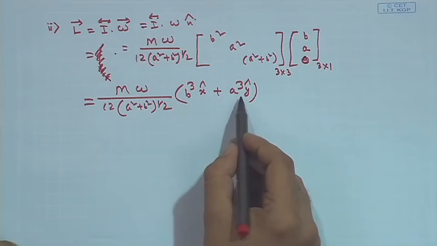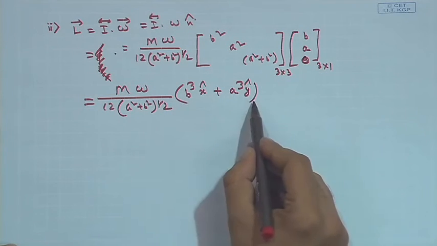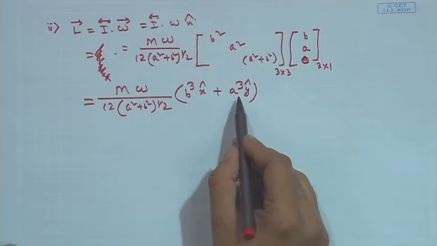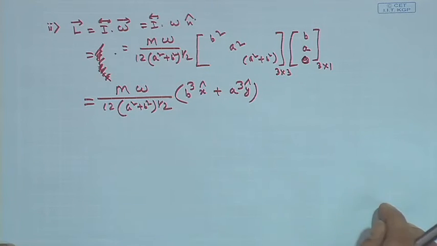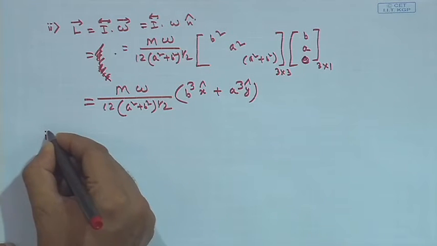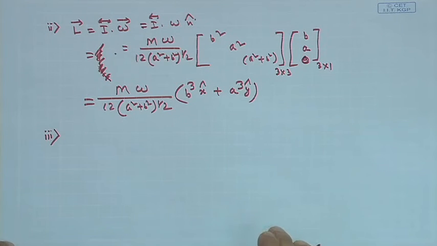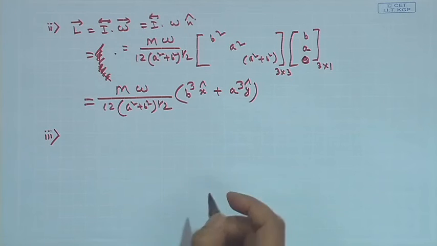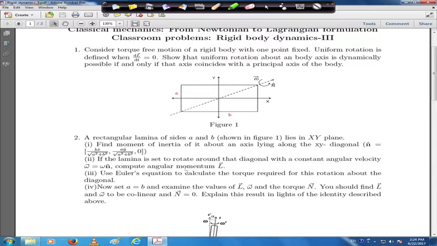Instead of writing it, I am just putting it into vector notation. So it's b cubed x cap plus a cubed y cap, right. Now for the third part, we have to write out the Euler's equations, so let's go back to the problem once. The third part is we have to use Euler's equation and find out the torque required for this rotation, this particular rotation about the diagonal.